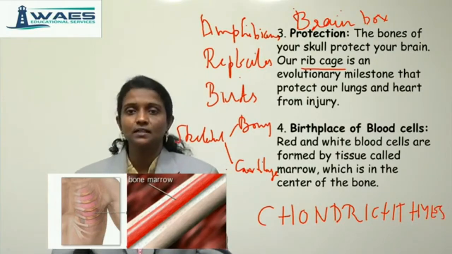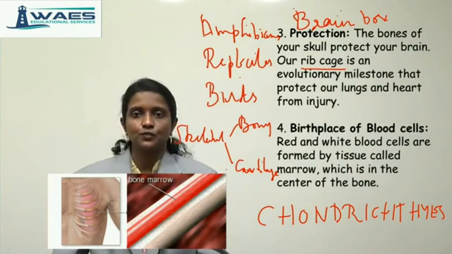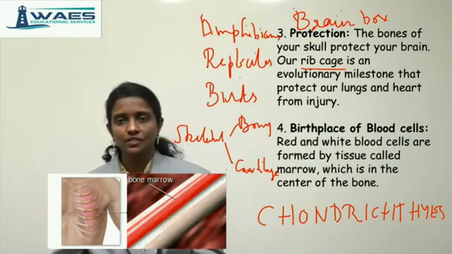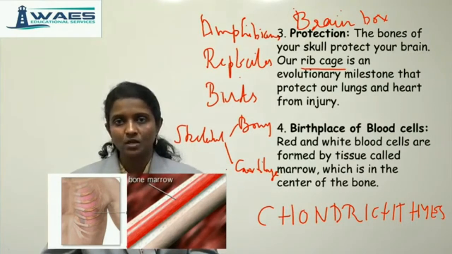Okay, so you see that the chondrichthyes are cartilaginous fish. These cartilaginous fish do not have bones, and there is no bone marrow at all also.